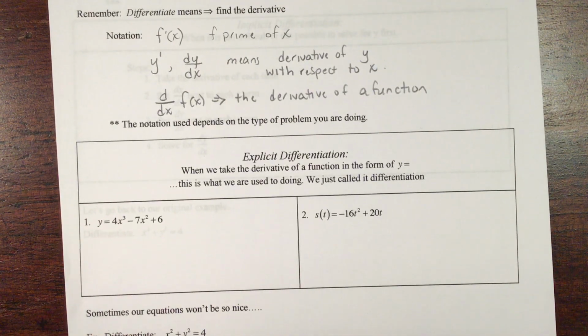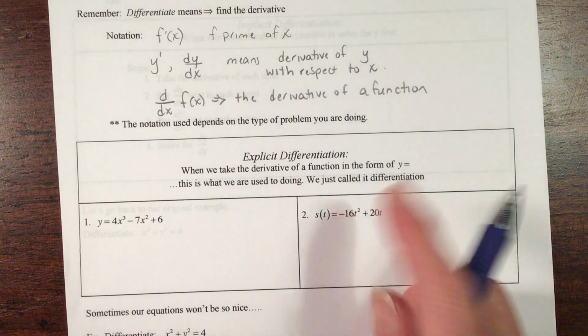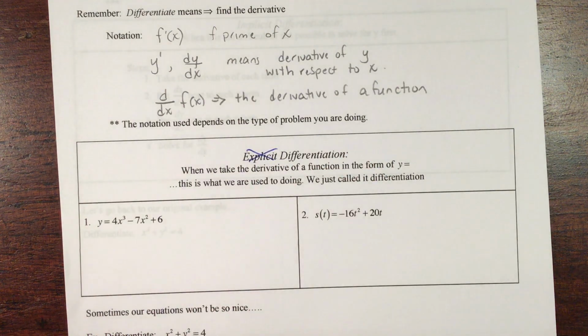Explicit differentiation. So explicit differentiation is the differentiation that you guys are used to, when we take the derivative of a function that's already in the form of y equals. So we just really never use the word explicit. We usually just call it differentiation.